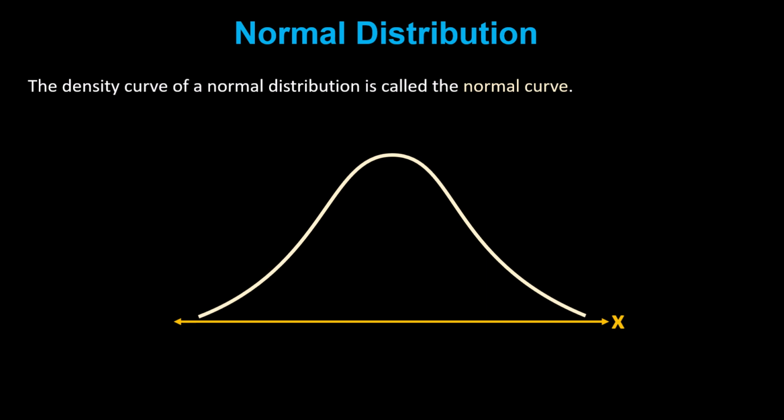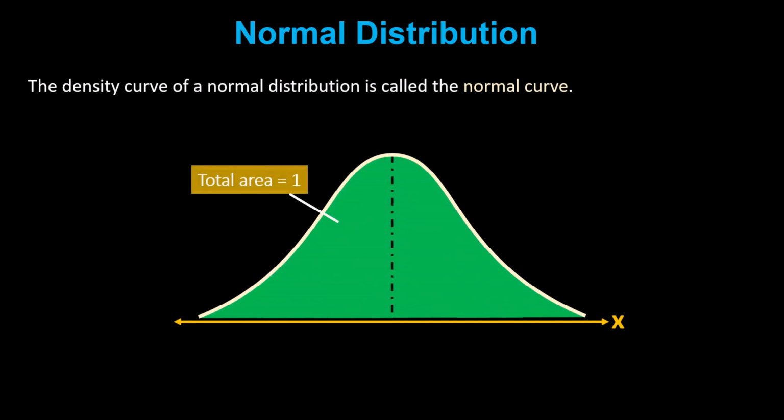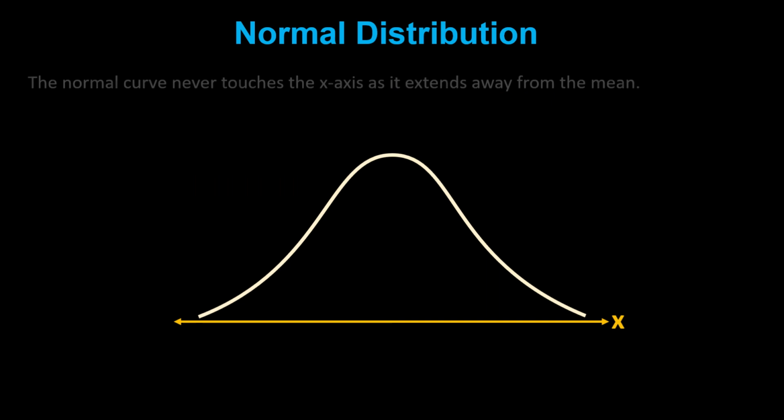As I explained in a previous video, there are two properties we need to check for the density curve. The first one, density curve must be on or above the horizontal axis. It is true here. The second one, the area under the curve must be 1. Yes, here total area is 1. The normal curve never touches the x-axis as it extends away from the mean. Yes, the normal curve gets closer to the x-axis but never touches it.